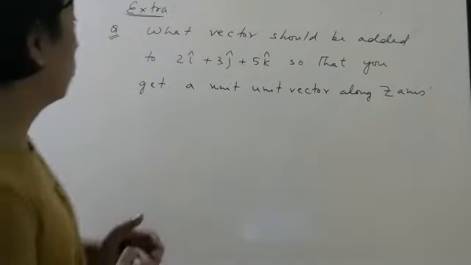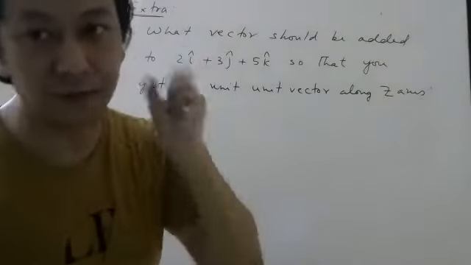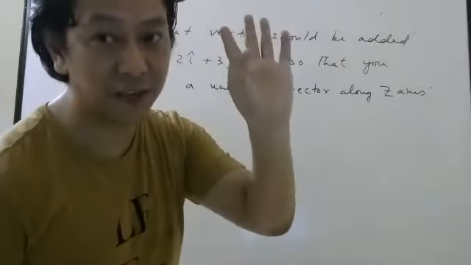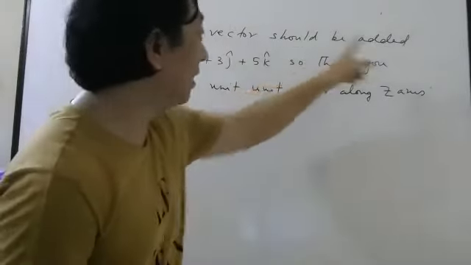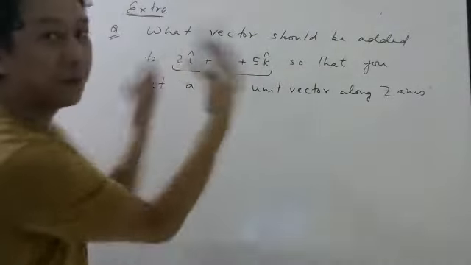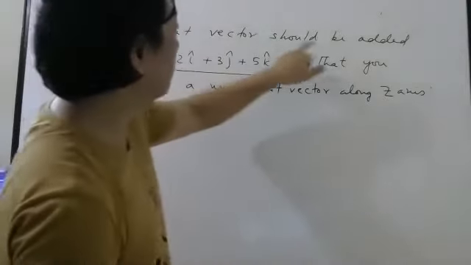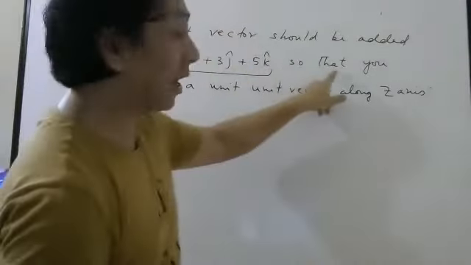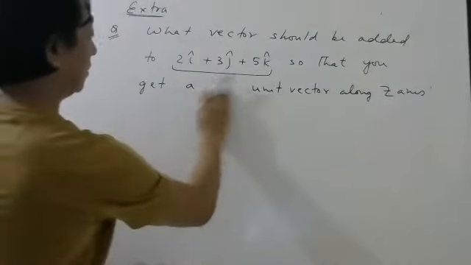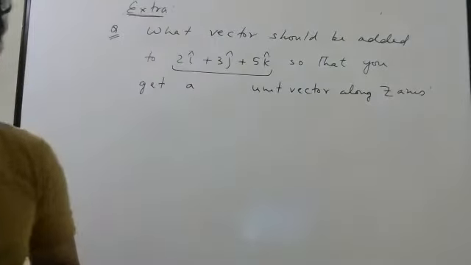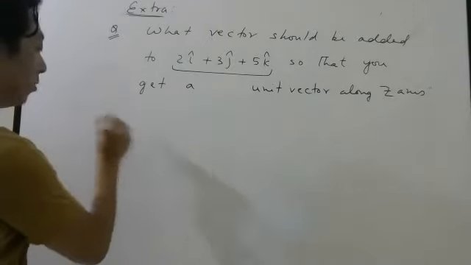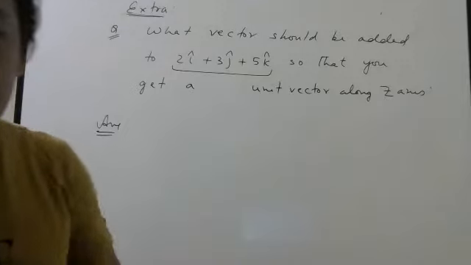Okay. Question is what vector? Some vector we have to find. What vector should be added? In exam they may say subtracted also. What vector should be added to this vector? Call this vector a bar if you wish. So what vector should be added to this vector so that whatever you get, that should be a unit vector along z-axis. Try this also.